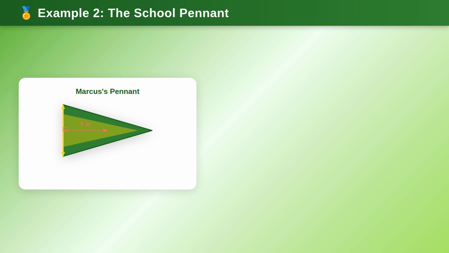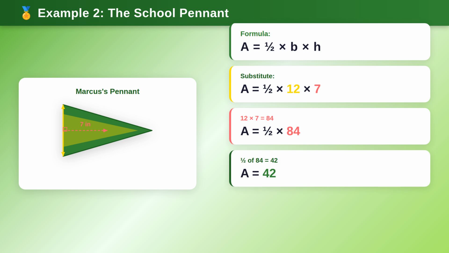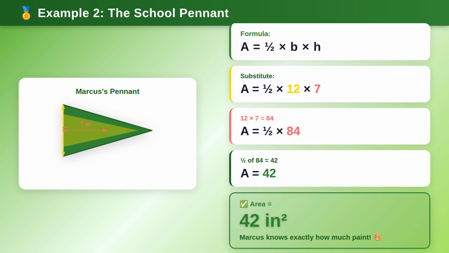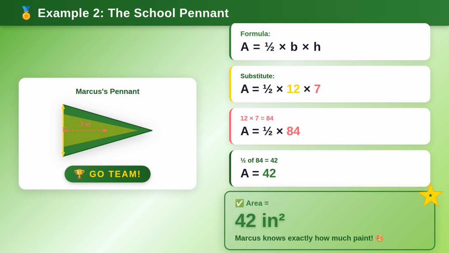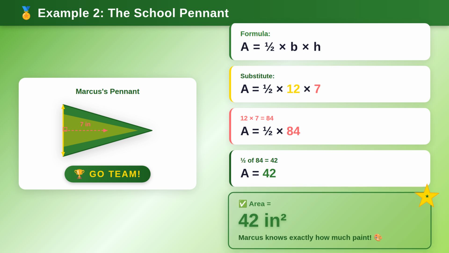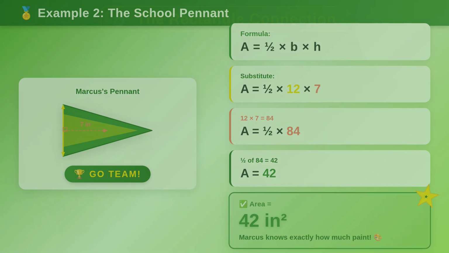Maya's friend Marcus is painting a triangular school pennant. It has a base of 12 inches and a height of 7 inches. He needs to know the area to buy the right amount of paint. Let's use our formula. Area equals 1/2 times 12 times 7. First, multiply 12 times 7. That gives us 84. Then take 1/2 of 84. That's 42. So the pennant's area is 42 square inches. Marcus knows exactly how much paint to buy.